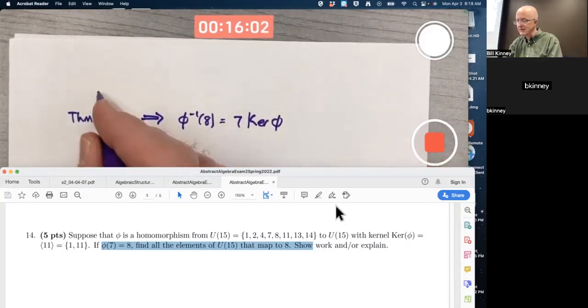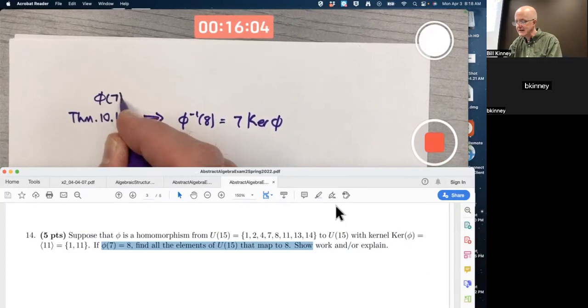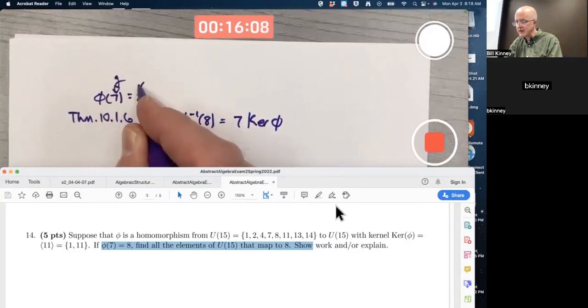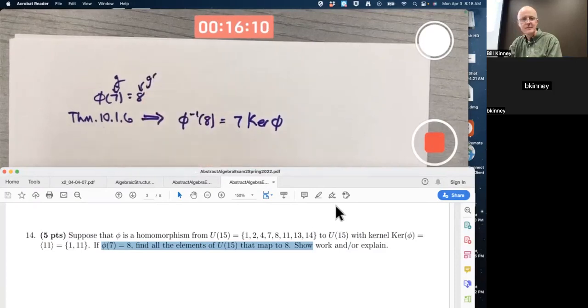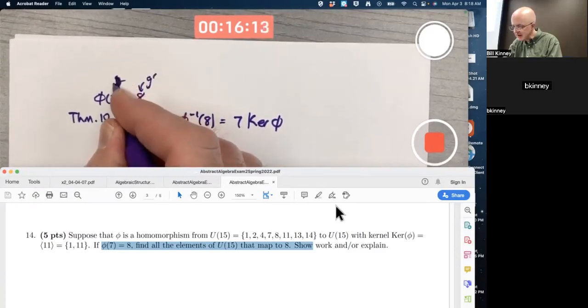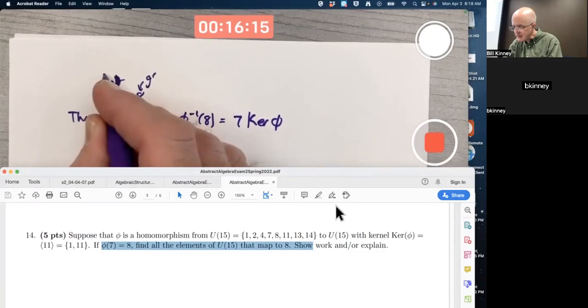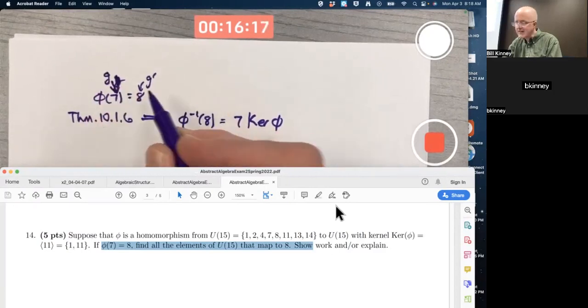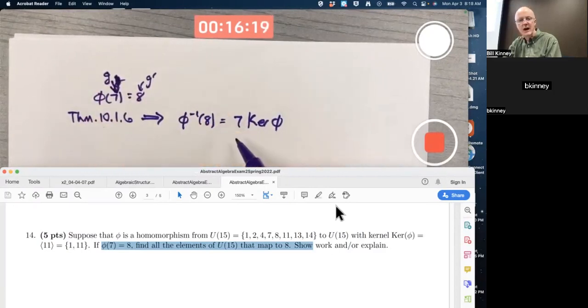So phi of 7 equals 8. The 7 is playing the role of the g, and the 8 is playing the role of the g prime. The preimage of 8, everything that is in the domain, which, by the way, the domain and codomain are both the same here, they're both U15, everything in the domain that gets mapped to 8 is this coset.